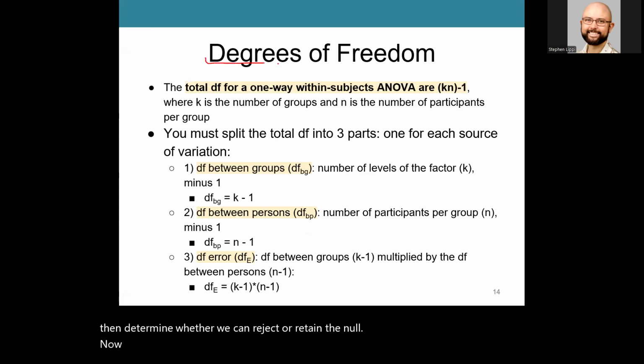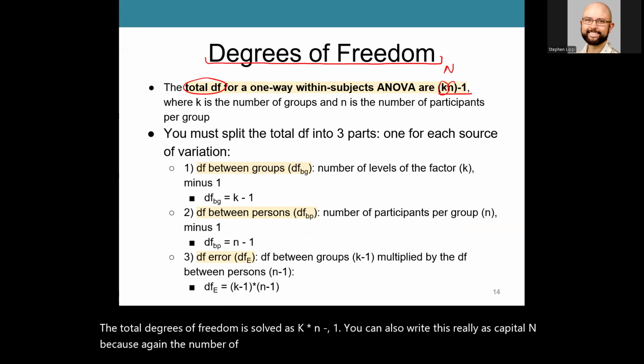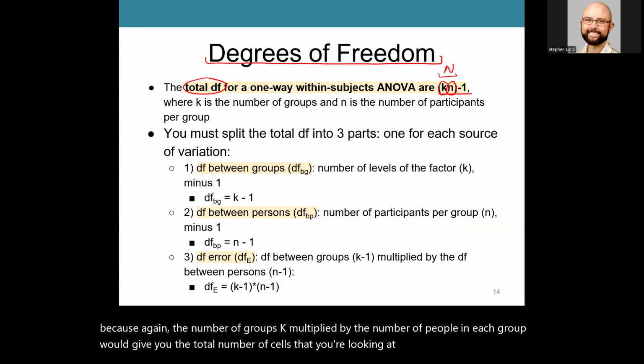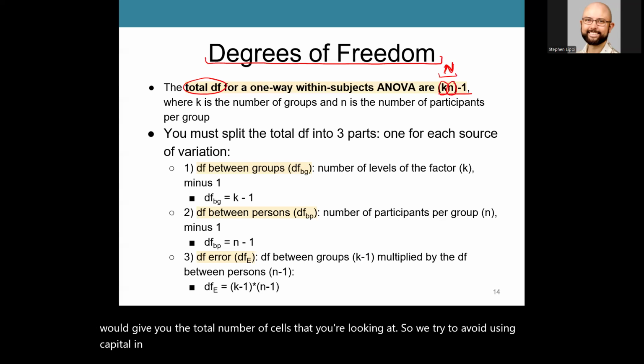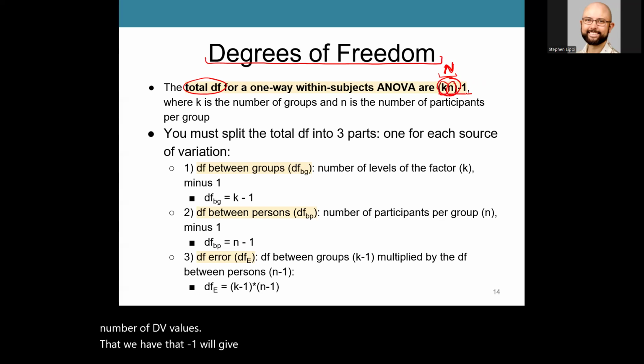Now, how do we solve for degrees of freedom in a repeated measures ANOVA? The total degrees of freedom is solved as k times n minus 1. You can also write this really as capital N, because again, the number of groups, k, multiplied by the number of people in each group would give you the total number of cells that you're looking at. So we try to avoid using capital N here just because capital N means the total number of people. But in a repeated measures ANOVA for the total degrees of freedom, we're going to be interested in the total number of DV values that we have. That minus 1 will give us the total degrees of freedom.